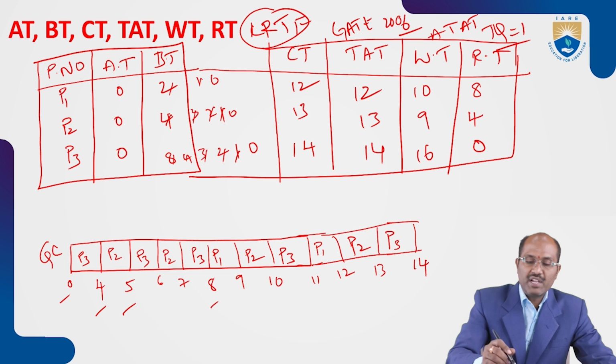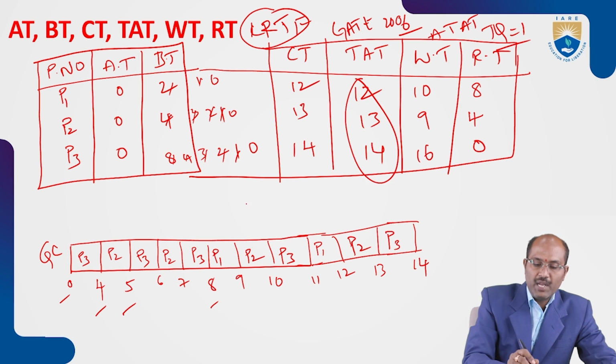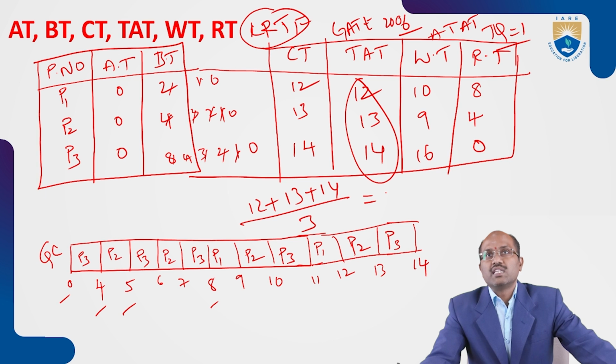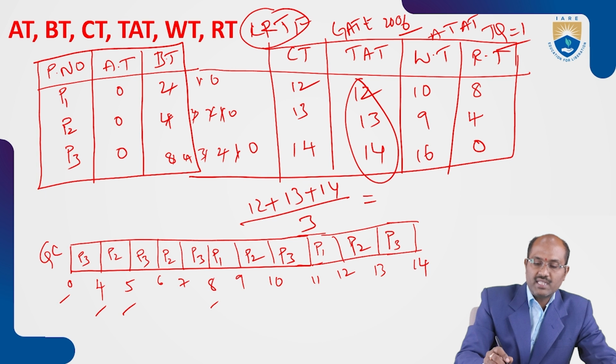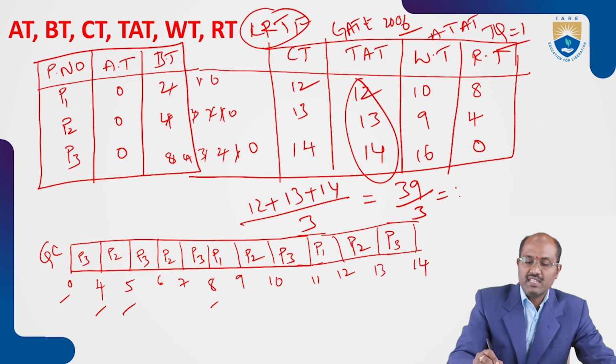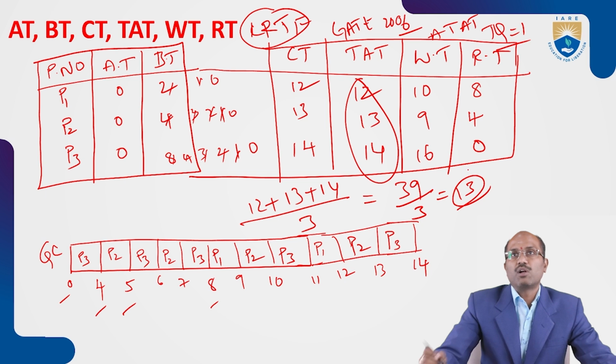Now we calculate the average waiting time. So 12 plus 13 plus 14, 39, divided by the total number of processes, 3 processes. So 39 by 3, that is 13, the average for this problem.